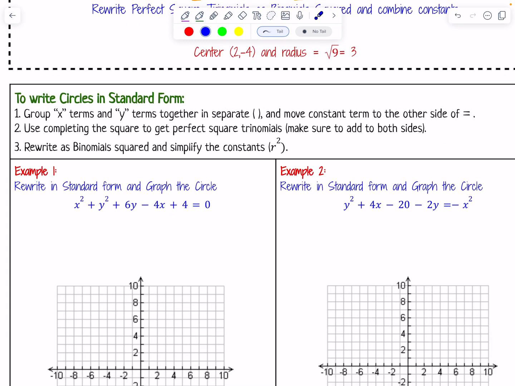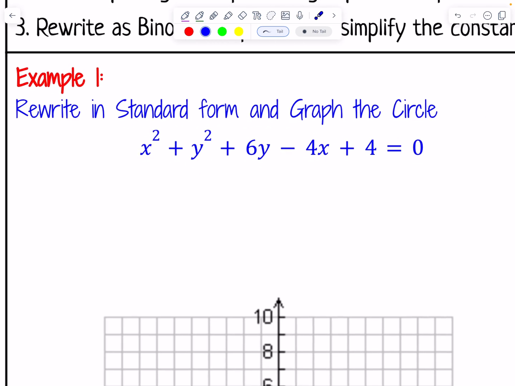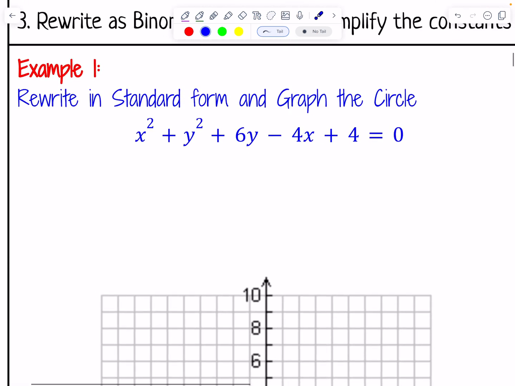So the steps are that you group the x and the y terms together in separate parentheses, and you move the constant term to the other side of the equal sign. Then you use completing the square to get perfect square trinomials, and make sure to add those numbers to both sides. And then in the last step, you're just rewriting those as binomials squared, and then you simplify the constants into your radius squared. So let's just do 2 more examples from start to finish.